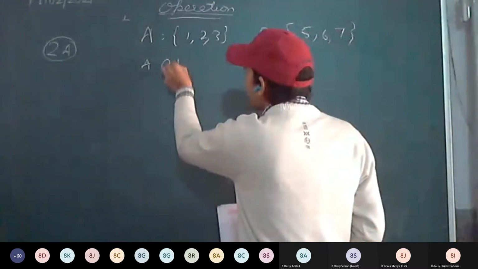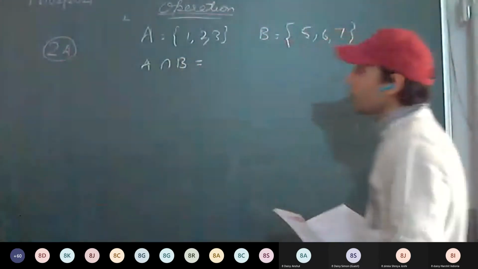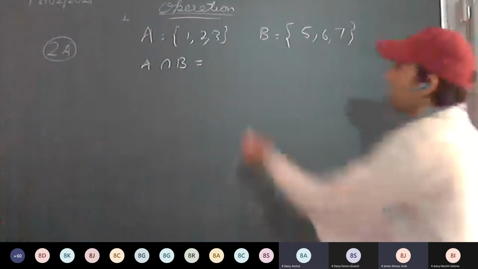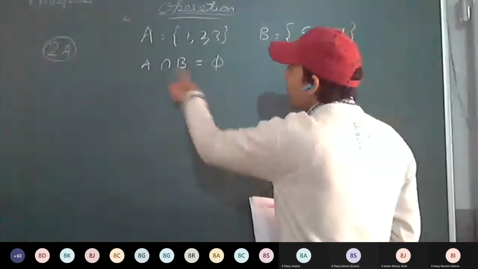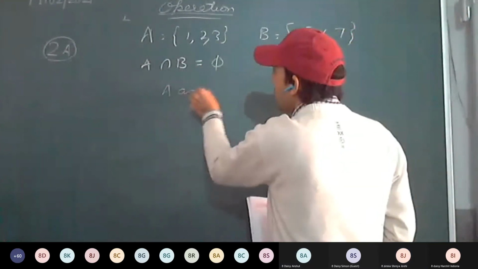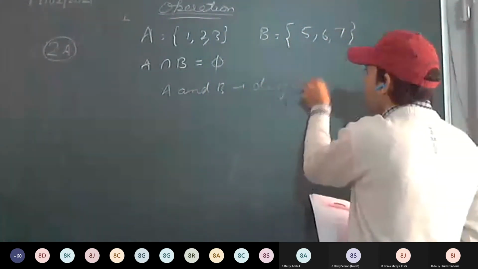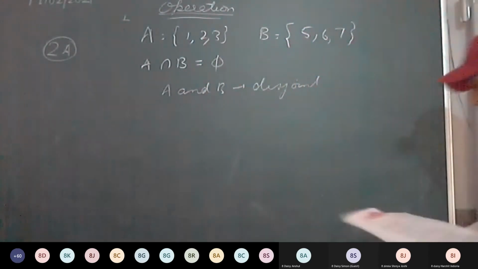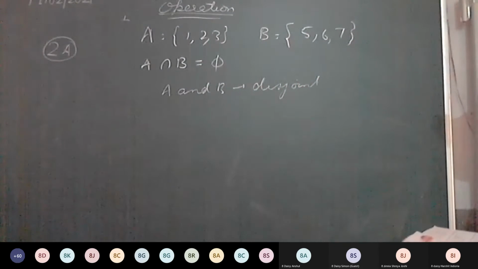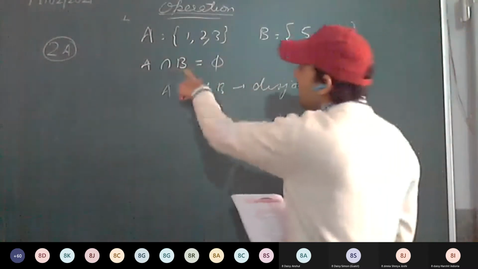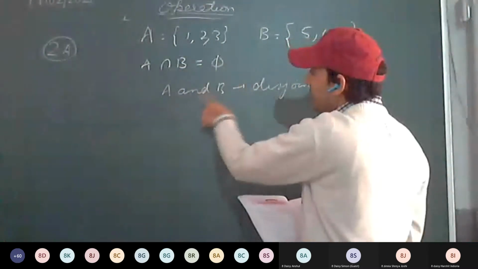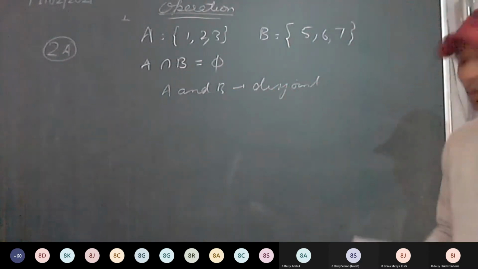If we take the intersection of A and B, what will we get? The null set. It means A and B are disjoint sets. Understood this one? So to prove disjoint, we take the intersection. If the intersection is null, then these are disjoint sets.